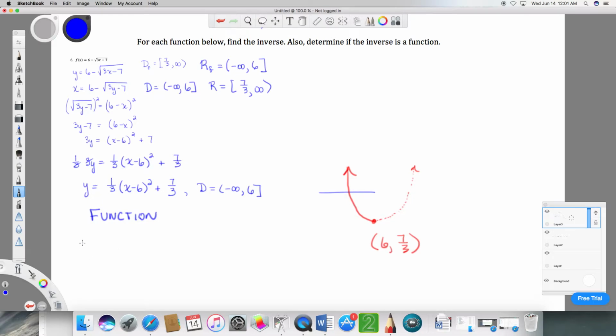So I can use my function notation f inverse and say 1/3 times (x minus 6) squared plus 7/3, but I need to state this domain either in interval notation, or sometimes you'll simply see it as an inequality, to indicate to people, don't use the entire parabola, only use the left half of this parabola. And yes, the parabola was a function, but now it's an inverse to this original function that was a square root function. So that's a lot to take in.